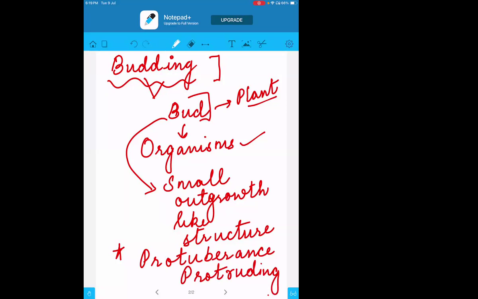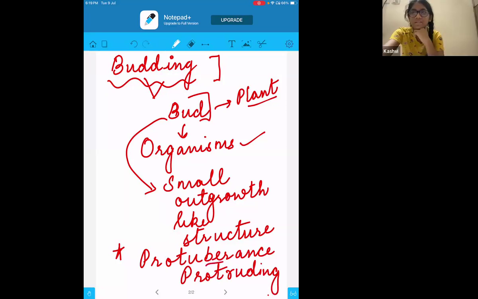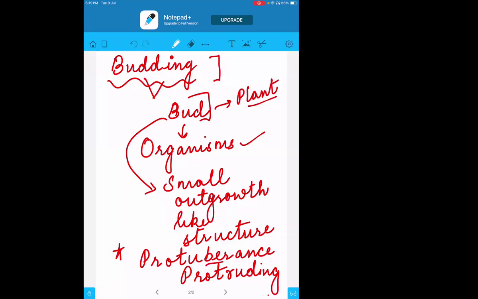So two names are there. Either they will be using the word protuberance.